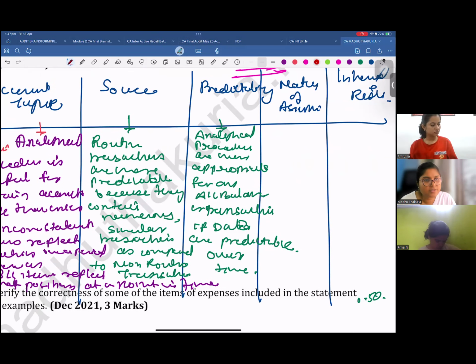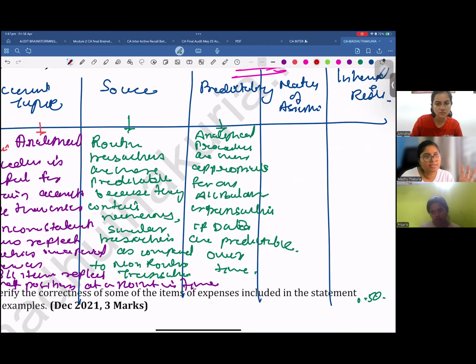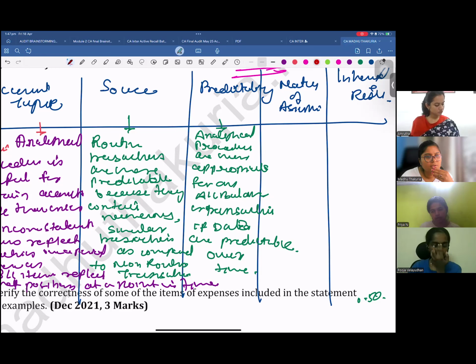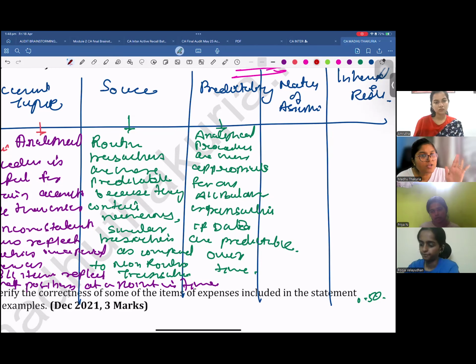Then comes the nature of assertion. Is it possible for you to establish my right to my assets based on your analytical procedure? Do I have the right or the ownership on that asset? Do I have the right to realize a particular asset? Can you establish based on the analytical procedure? No. For that, you will have to go through the invoice of my assets, whether I have my name written on that asset. That will show the ownership, right?